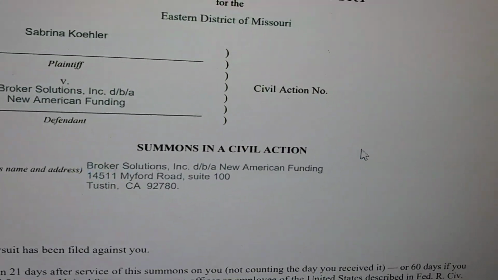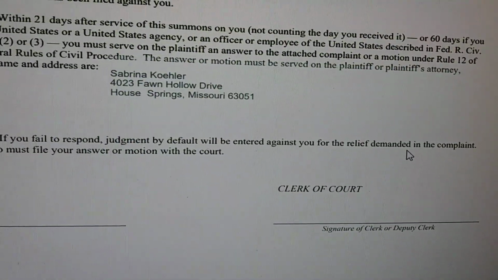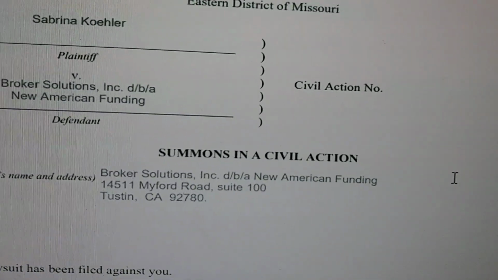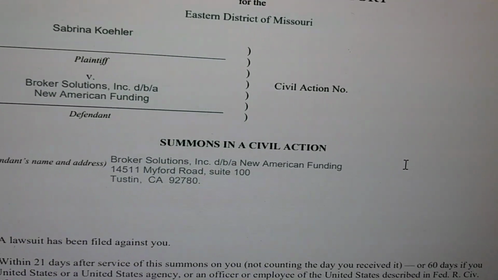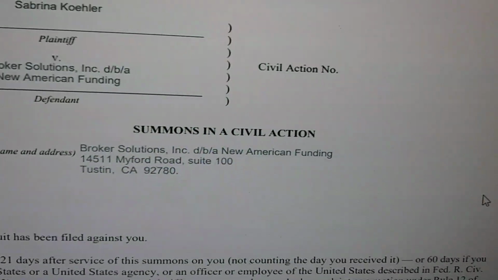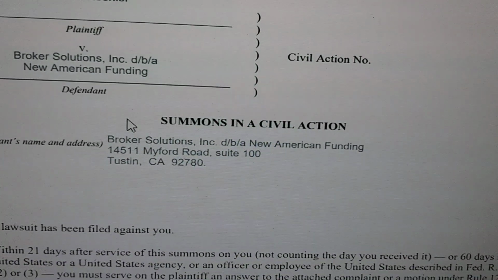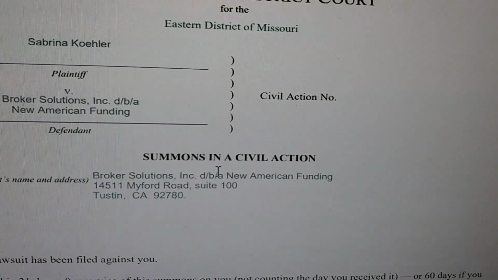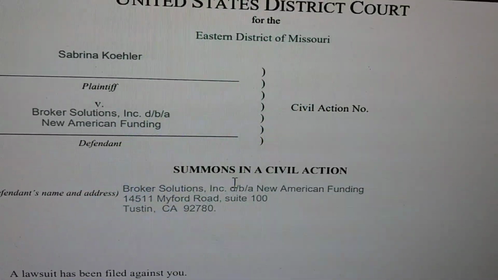But you want to definitely put the address of where it's going to go as far as the process service company. Just so you know, this address here is not going to work because they use a process service company, and that didn't work for her. You have to look up who your process service is, and the only way to do that is to go to the Secretary of State Business Corporation search.